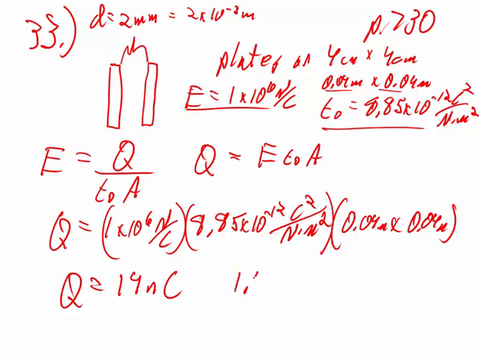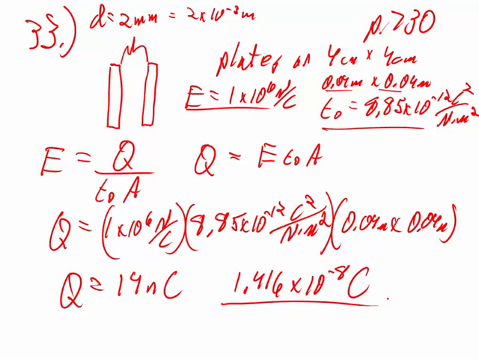yeah, this is what I actually get. 1.416 times 10 to the negative 8th coulombs, and if you move it one place, and again, that's rounded, y'all, that would be 14.16 or just 14 nanocoulombs, right? That's what we actually get. That's the actual calculator answer, all right? So we get 14 nanocoulombs.